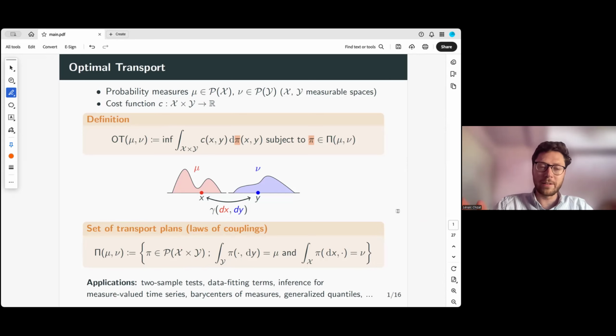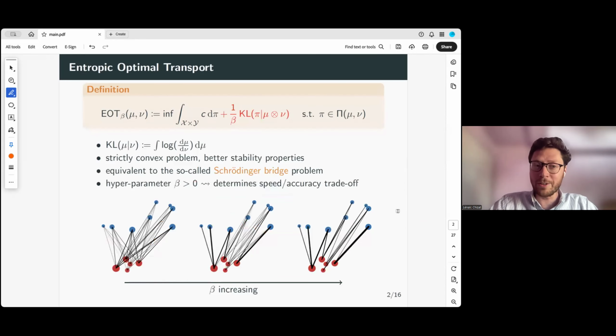Okay, so that's, I would say, the main problem that we want to tackle today. But typically, practitioners often solve a slightly different problem because it is slightly easier, which is the entropic regularization of optimal transport, which I will call EOT. So this is exactly the same problem, except that we have added a penalization term to the objective function, which is the Kullback-Leibler divergence between this unknown transport plan pi.